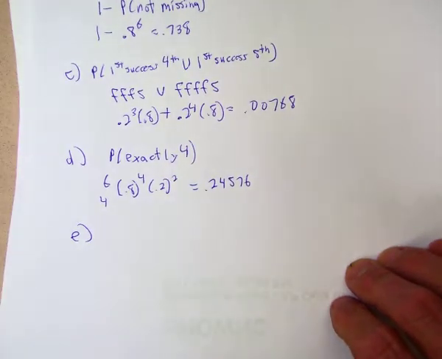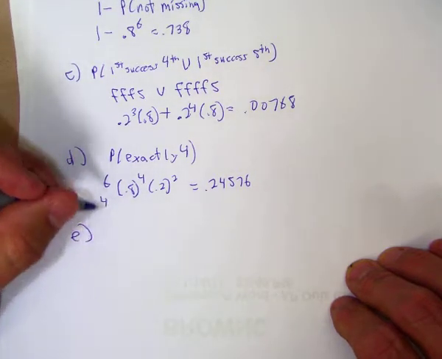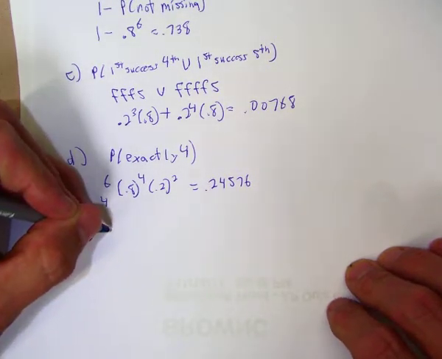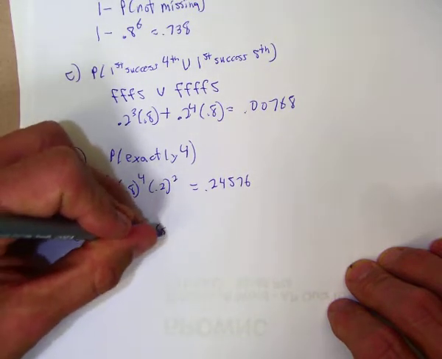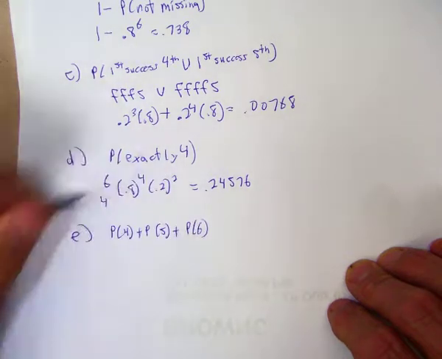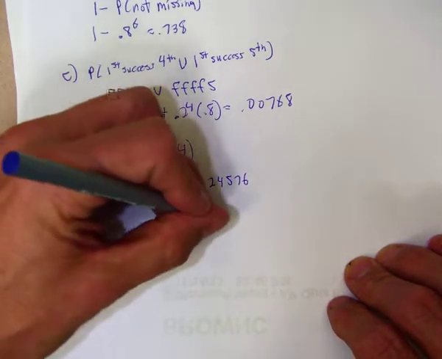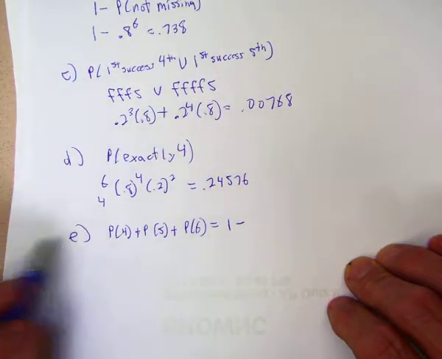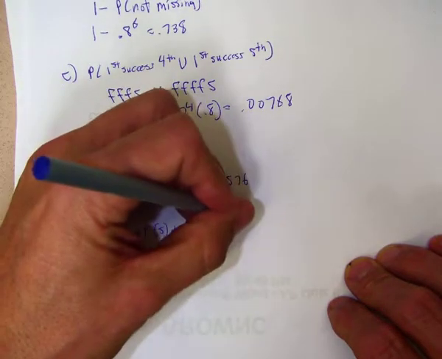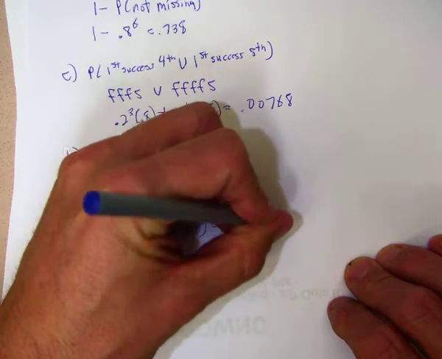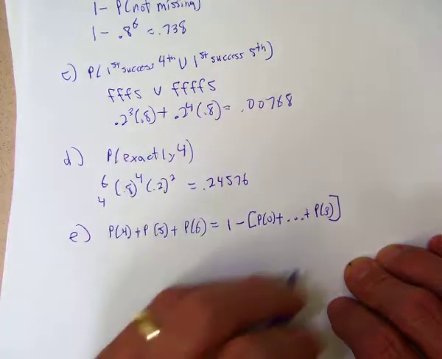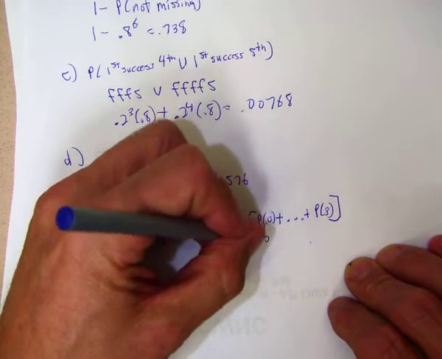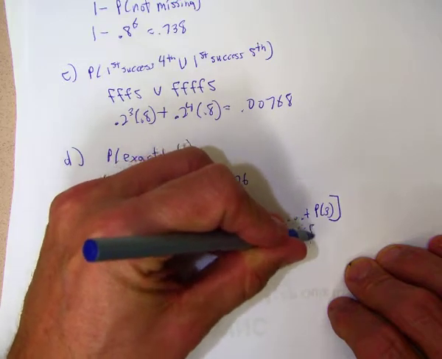Part E, she gets at least 4 bullseyes. Okay, so at least 4 means 4 or more. So that's the probability of 4 plus the probability of 5 plus the probability of 6. Well, what does that equal? That equals 1 minus the probability of what's not over here. Well, 0 to 3. So we have to do the probability of 0 all the way up to the probability of 3. Well, what does that calculation for us? binomCDF. So I'll show you how to do that in a minute.